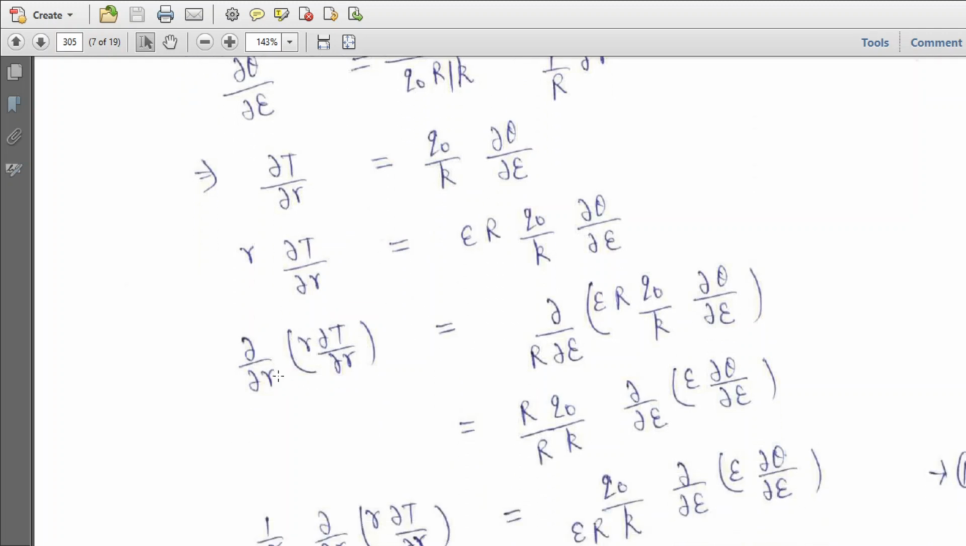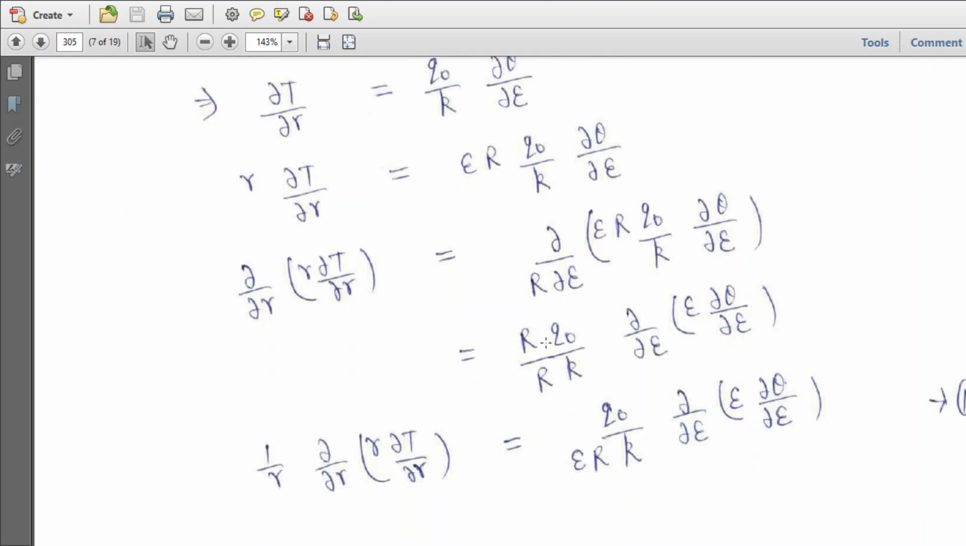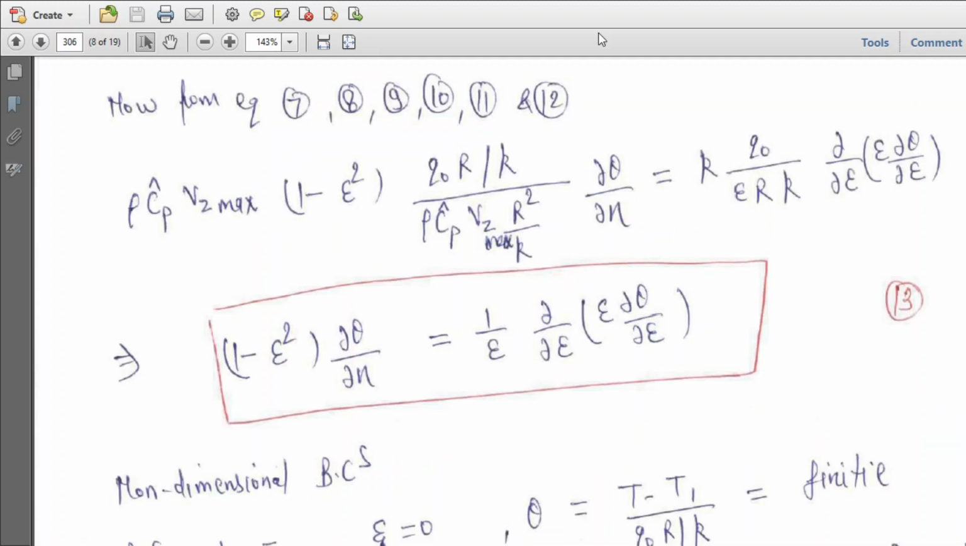Differentiate it again with respect to r, and you will end up with this term, Q naught R upon K, del upon del epsilon of del theta upon del epsilon. Now further multiplying it by 1 upon r, you will get this term here. Here you have substituted the expression for r only, so r is epsilon R. Now from equations 7, 8, 9, 10, 11 and 12 you will end up with this particular equation.